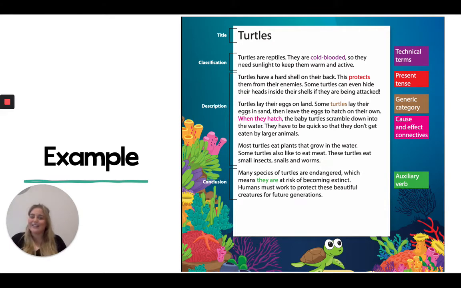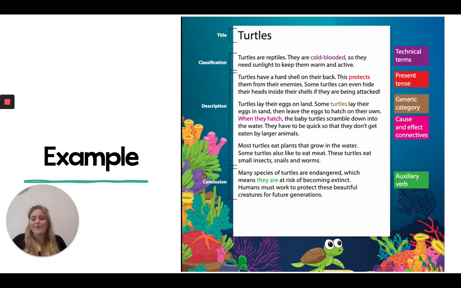So here is an example. This one is an information report about turtles. So it has a title, turtles. Then we have our classification, which is our introduction. And it says turtles are reptiles. They're cold-blooded, so they need sunlight to keep them warm and active. That is our introduction. It gives us a couple of pieces of information. It tells us what a turtle is, tells us the classification of it, and that's it. It's hooked us in by giving us a little bit of information, but it hasn't given us everything. We're going to need to continue to read.